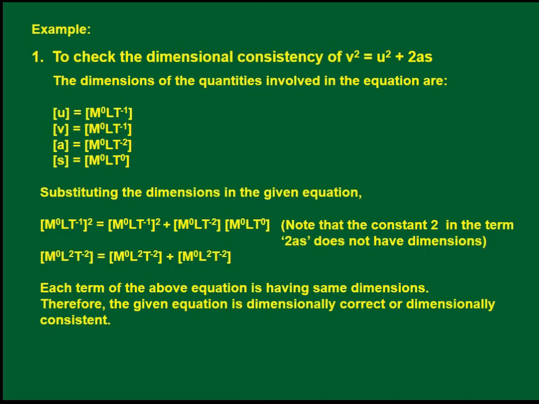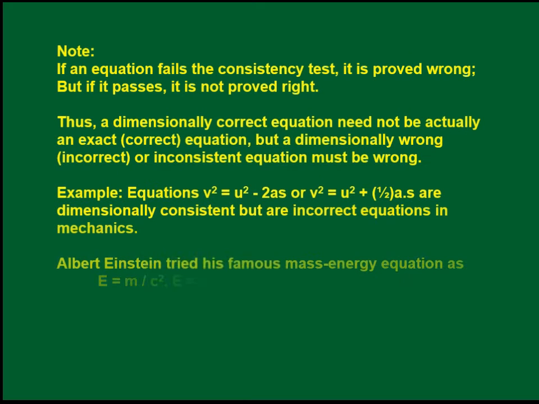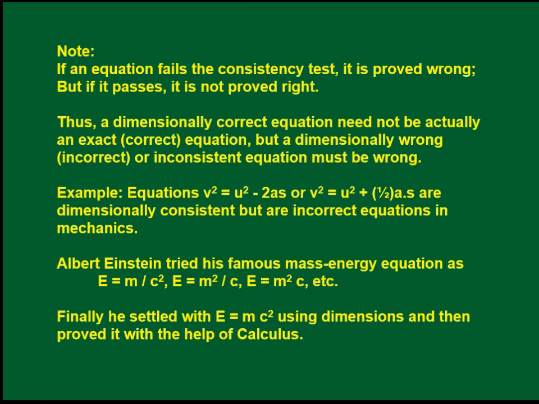If an equation fails the consistency test, it is proved wrong. But if it passes, it is not proved right. Thus, a dimensionally correct equation need not be actually an exact equation, but a dimensionally wrong or inconsistent equation must be wrong. Example, the equation v square is equal to u square plus or minus twice as is dimensionally correct and it is correct. But v square is equal to u square plus half as is also dimensionally correct, but it is an incorrect equation in mechanics.